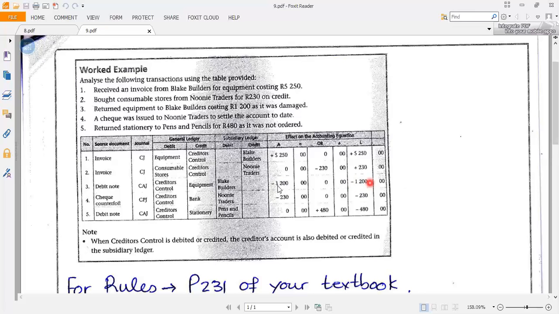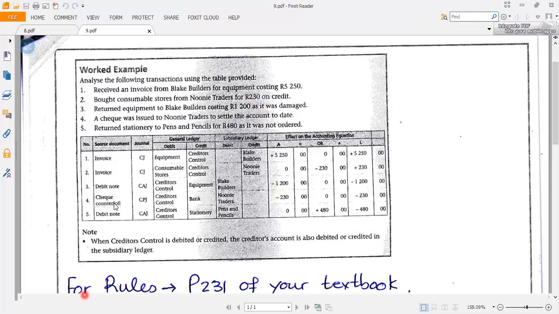Can we double check? A is equal to O plus L. Yes, minus 1,200 is equal to 0 plus minus 1,200. It makes sense. Let's go to number 4. A check was issued to Nooney Traders to settle the account to date. What was the account, learners? 230 Rand. Can you see there? The amount is not given here. You've got to trace it back to the second.